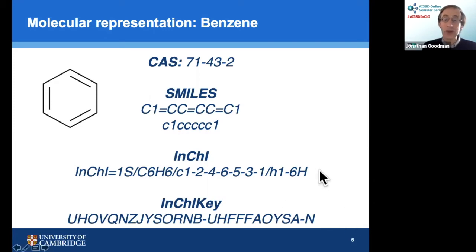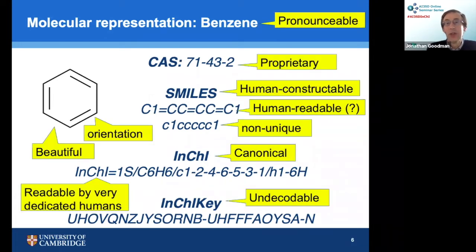And then if the InChI is inconveniently long, we can abbreviate it as the InChI key. For this particular molecule, the InChI key is longer than the InChI, but in the majority of cases, the InChI key will be shorter. So each of these different ways of representing benzene have different advantages. So the name benzene, of course, is pronounceable, so easy to say. The CAS number, well, that's proprietary, so it's really useful, but you can only get it through CAS.